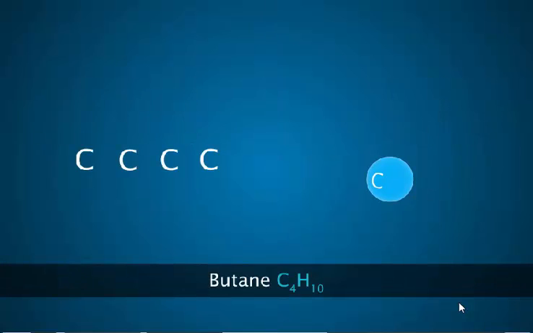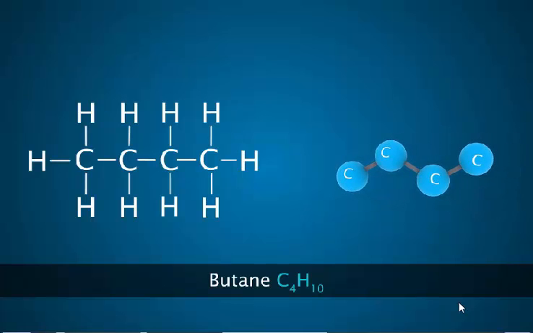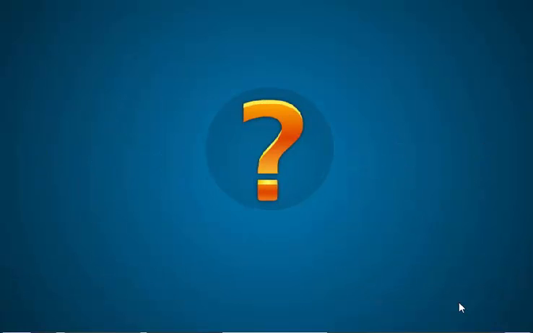Now, let us discuss another hydrocarbon, butane. It has 4 carbon atoms and 10 hydrogen atoms. Let us place the 4 carbon atoms in a straight line and join them together with single covalent bonds. Now, by filling up the remaining valences with hydrogen atoms, we get this straight chain structure of butane. Is it possible to have a different carbon skeleton for a 4-carbon chain?